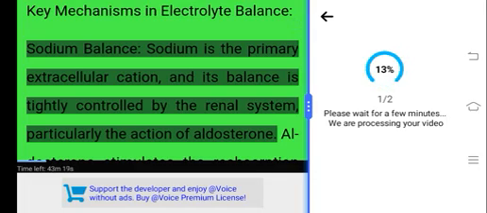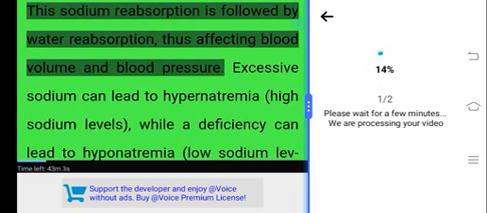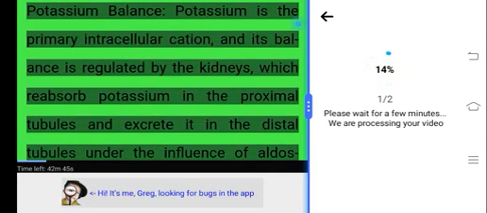Sodium balance. Sodium is a primary extracellular cation, and its balance is tightly controlled by the renal system, particularly the action of aldosterone. Aldosterone stimulates the reabsorption of sodium in the kidneys, especially in the distal tubules and collecting ducts. This sodium reabsorption is followed by water reabsorption, thus affecting blood volume and blood pressure. Excessive sodium can lead to hypernatremia, high sodium levels, while deficiency can lead to hyponatremia, low sodium levels.